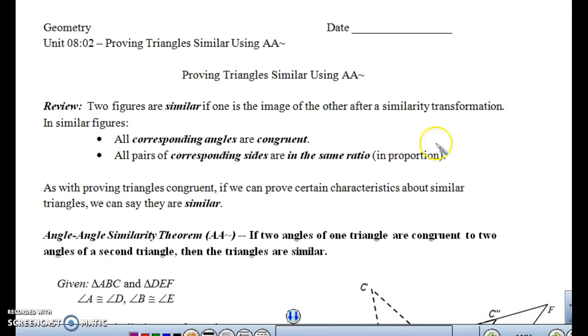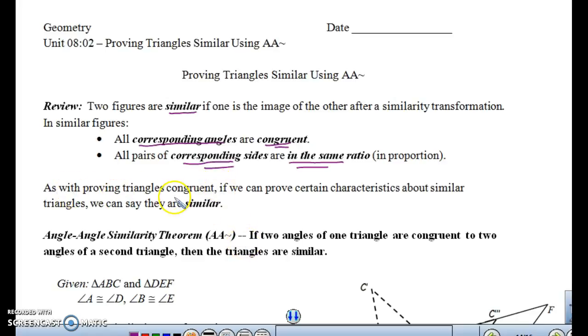Now, just to review what similar means, two figures are similar if one is the image of the other after a similarity transformation. In similar figures, all corresponding angles are congruent, but all pairs of corresponding sides are in the same ratio, or in proportion. So, in order to prove triangles similar, all their angles have to be congruent, and all their sides have to be multiplied or divided by the same amount. So that's what it means. The angles have to be congruent, the sides have to be in proportion.